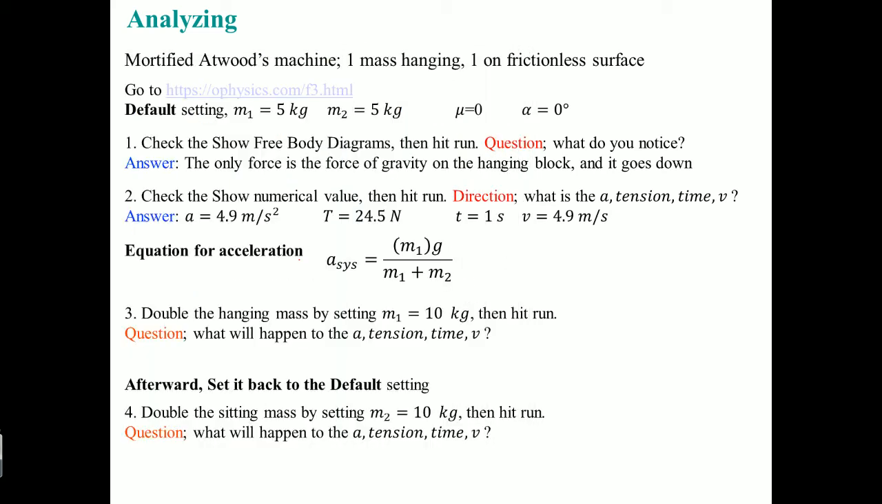Now it says to double the hanging mass by setting M1 equal to 10 kilograms and hit run. What do you think will happen to the tension force?